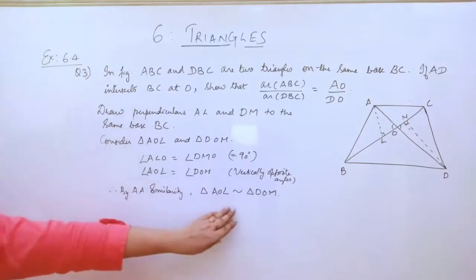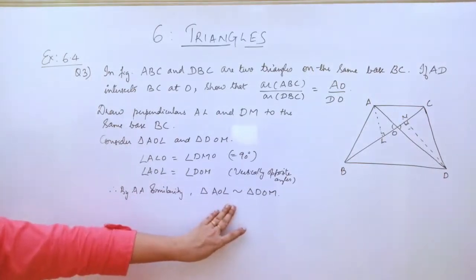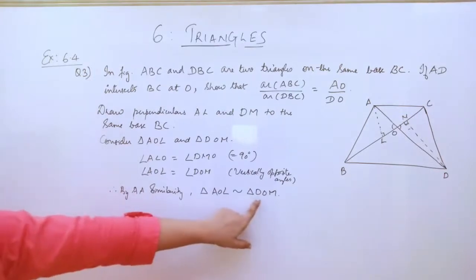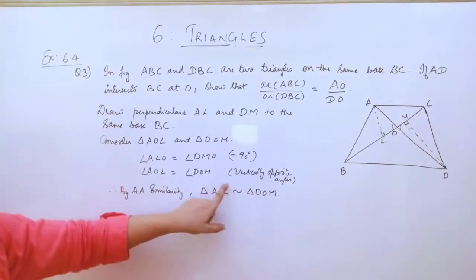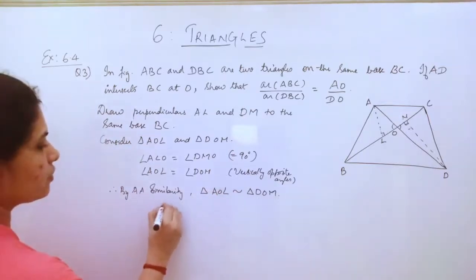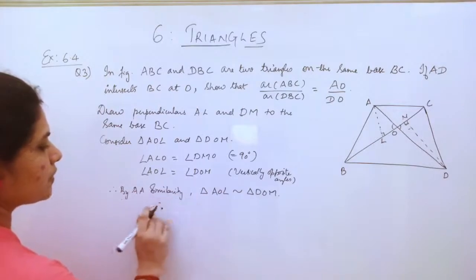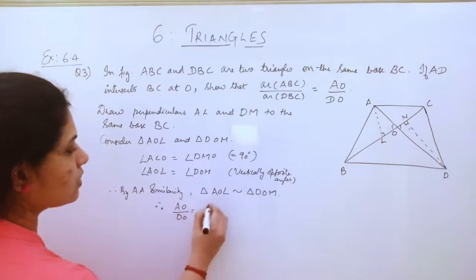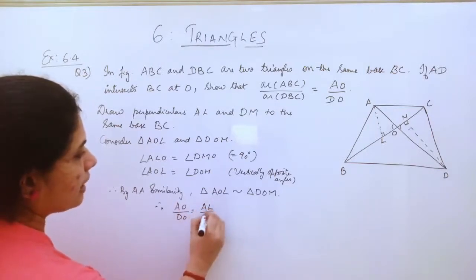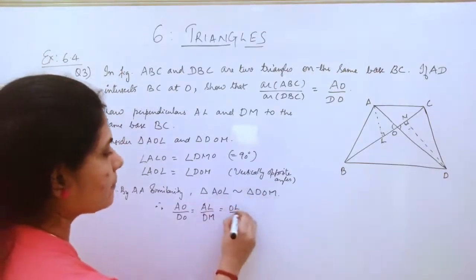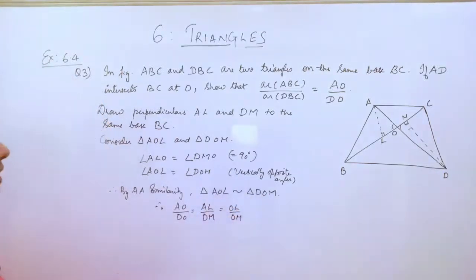Now since they are similar, we can take the ratios of corresponding sides to be proportional. That means if I am taking AO, I can take DO, and if I am taking AL, that will be equal to DM, like that. Okay, so therefore corresponding sides are proportional, that is AO by DO is equal to AL by DM is equal to OL by OM. Okay, let it be here, we have to use it later.